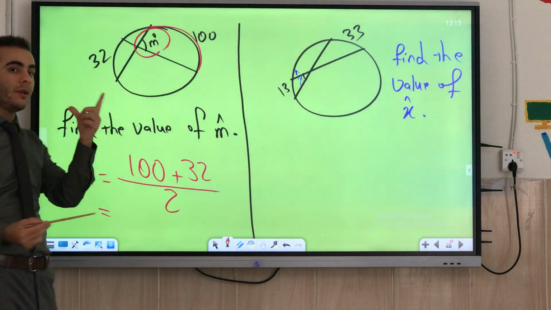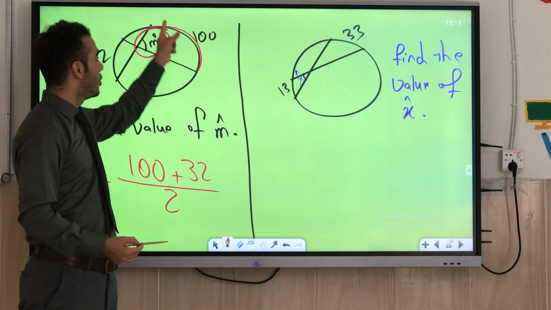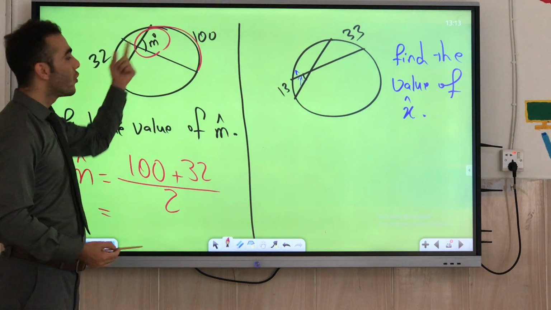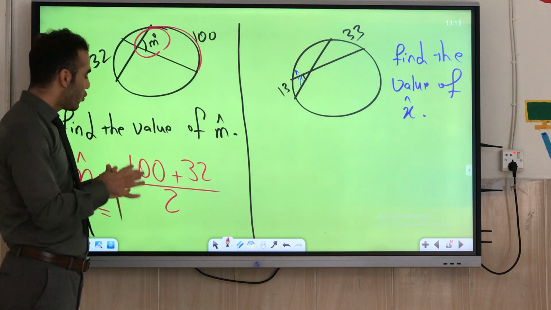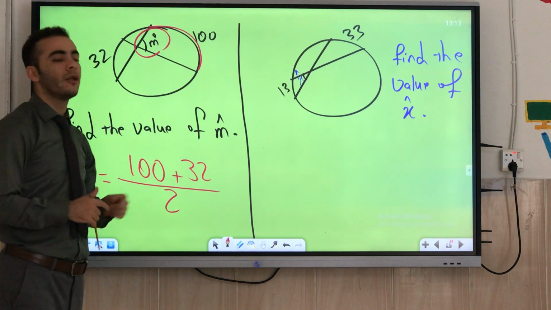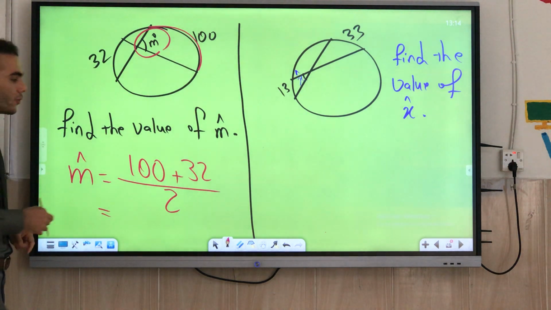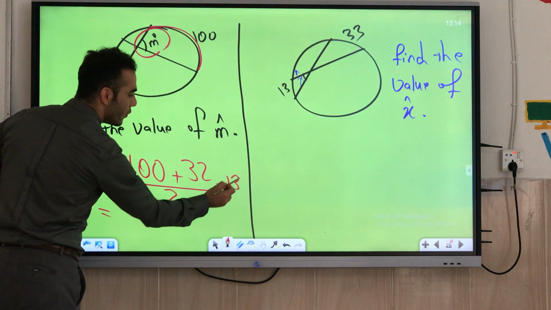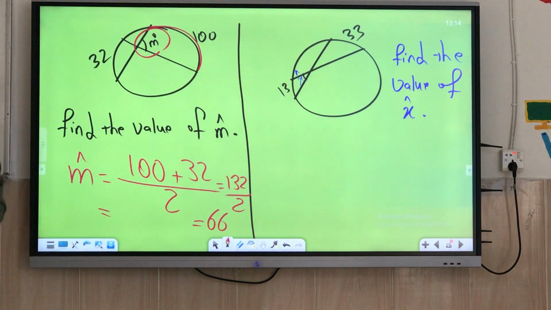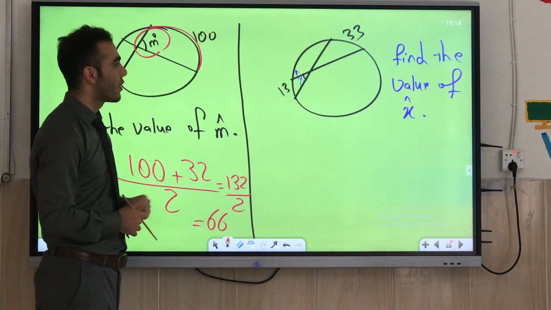Again, I'm going to repeat it. If we have two interior chords that intersect each other, then they will form an interior angle. And the measure of that interior angle is equal to the sum of intercepted arcs divided by 2. So 100 plus 32 is equal to 132, and divided by 2, it is equal to 66. That is the measure of angle M, which is our interior angle.